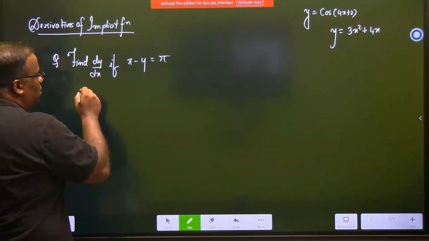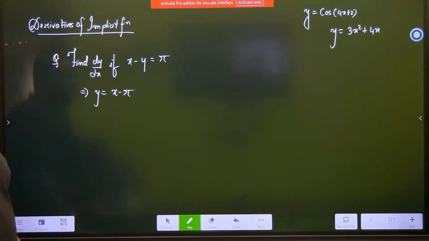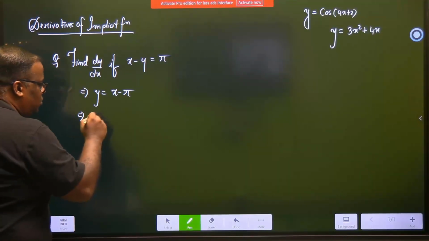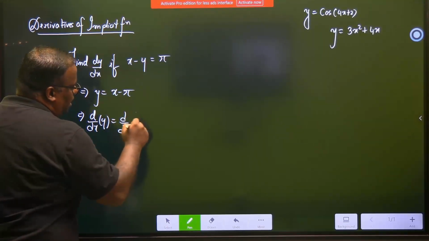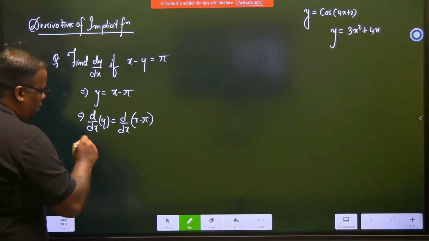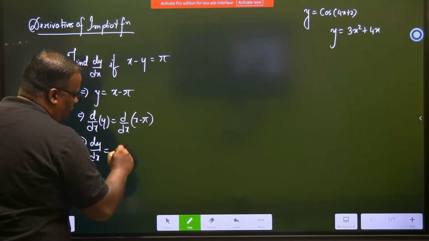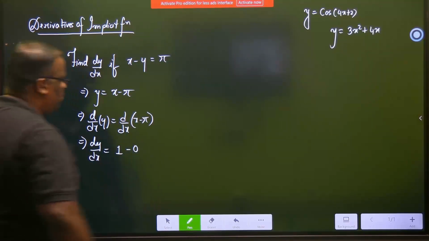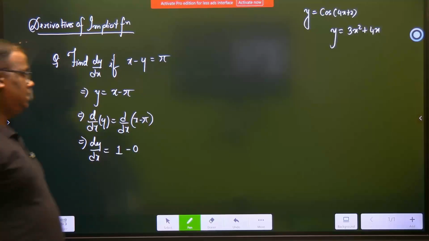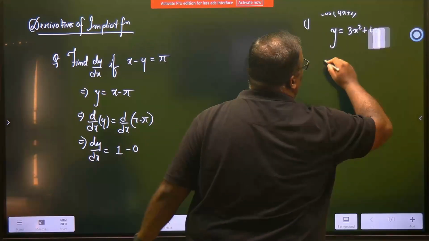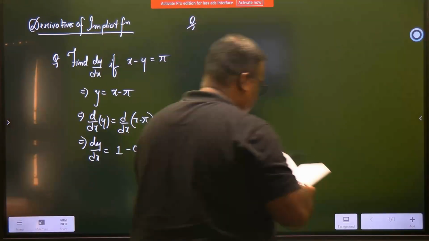So this question we can do this way: y is equal to x minus pi. Is this thing clear? And then you can differentiate both sides. You say d/dx of y is equal to d/dx of (x minus pi), or dy by dx is equal to d/dx of x, which is 1, and what about pi? This is 0. So dy by dx is equal to 1. Pretty easy, this example, but you hardly will get a question like this. So let's get into some more questions and understand them.